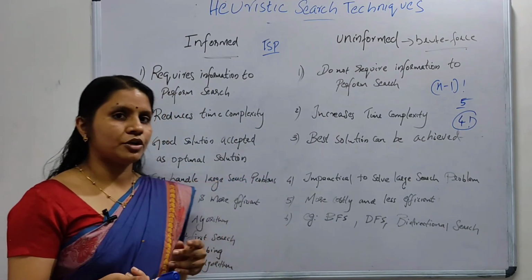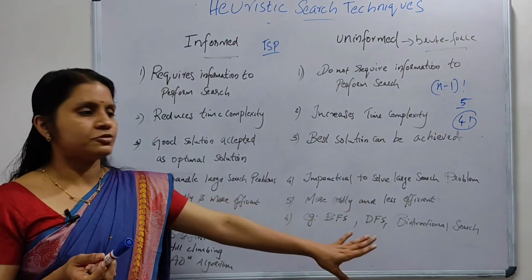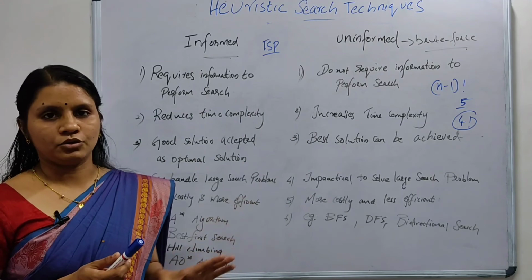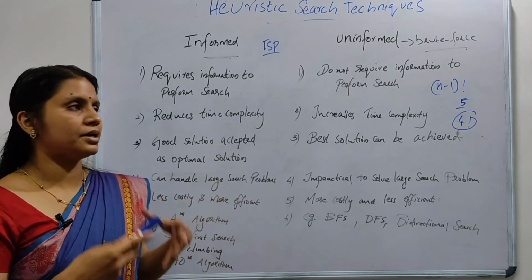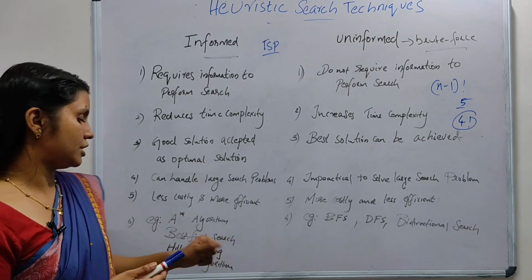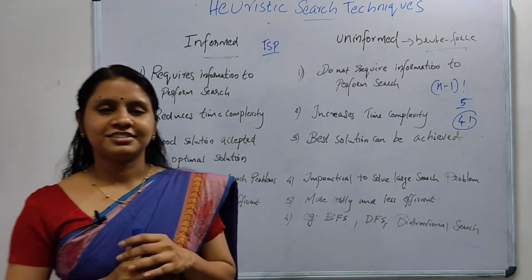In the next video we will be discussing breadth first search, depth first search, and bidirectional search in uninformed search algorithms. After that we will be discussing heuristics and the A star, best first search, hill climbing, and AO star algorithms in detail. Then, thank you.